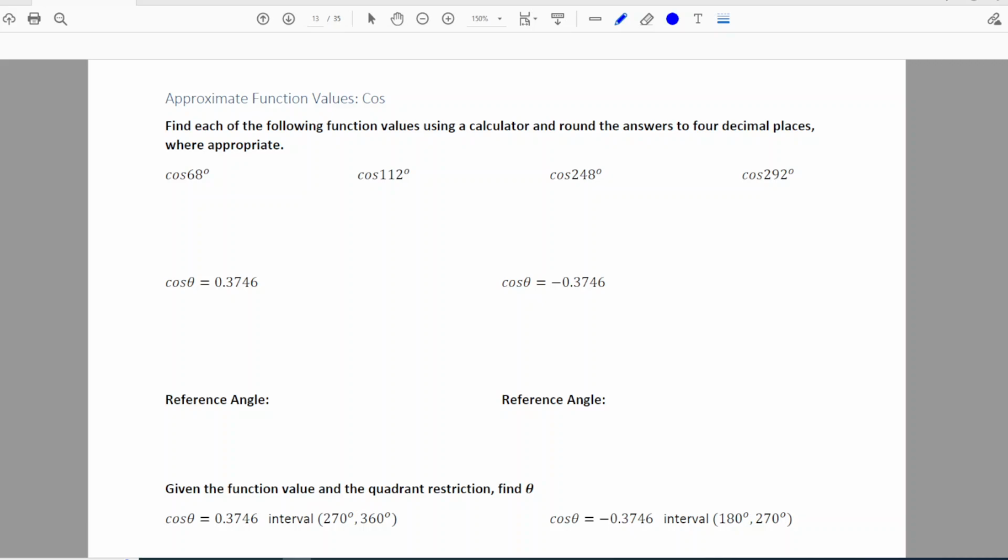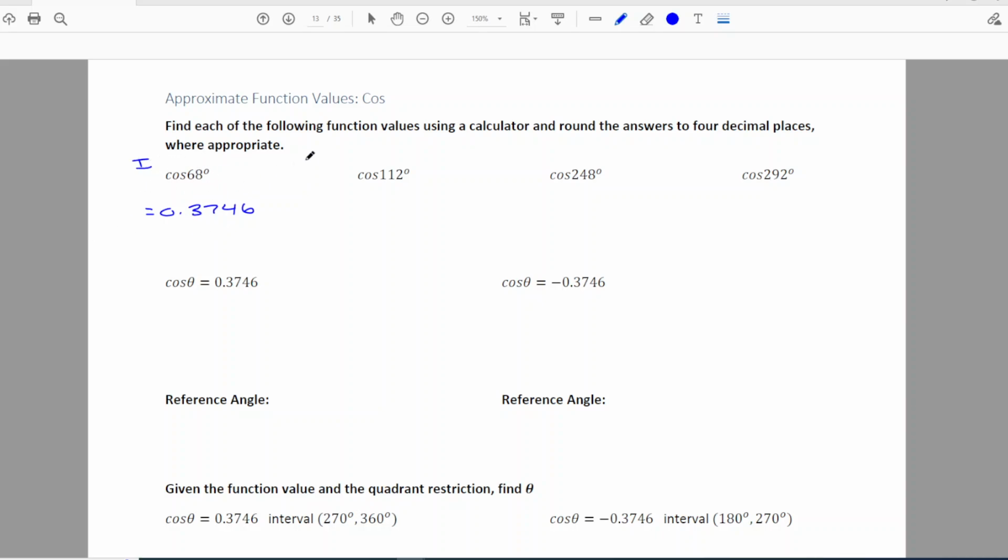All right, this last video for 6.3 part 2 is going to be cos. So again, we're going to start the same way we did sine and tan. You're just going to type these in. So cos of 68 degrees is going to give us positive 0.3746. This is quadrant 1, so we're expecting it to be positive.